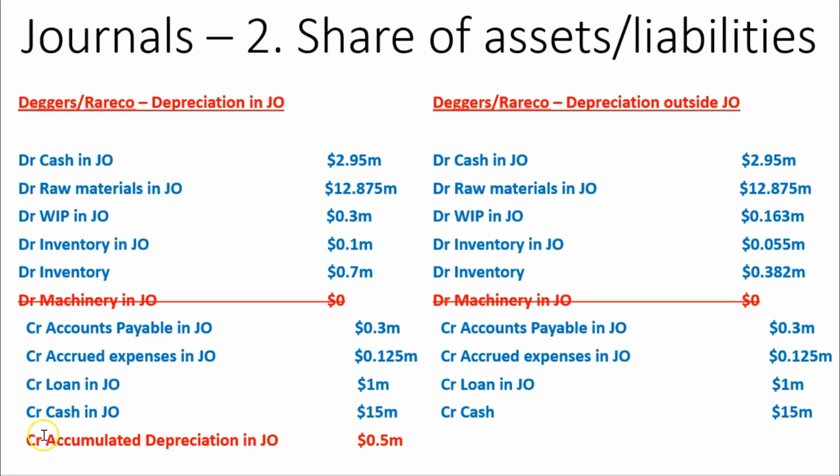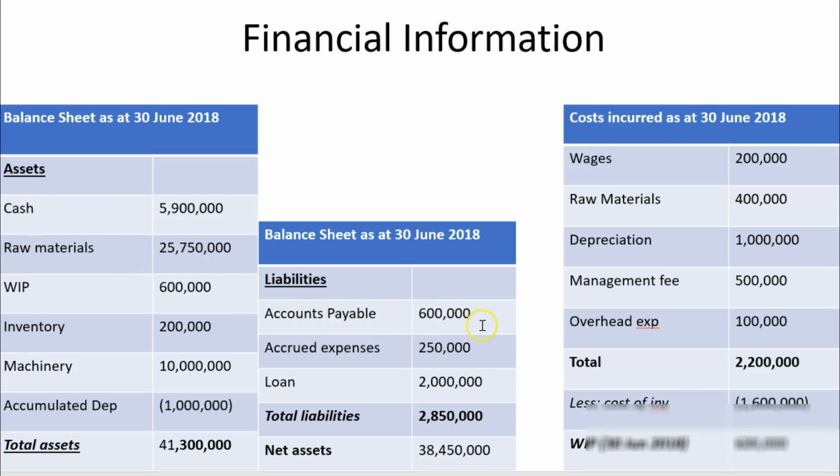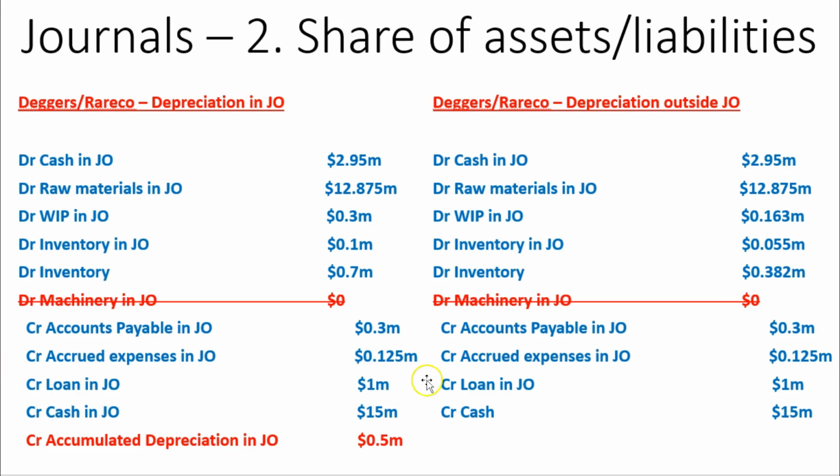So now if we move on to our liabilities, I've gone through the exact same steps. So if we look at our accounts payable, accrued expenses, and our loan in joint operations. If I go back to our balance sheet, we can see accounts payable was $600,000. So half of that is $300,000. Our accrued expenses, half of the 250 is 125,000, and our loan, half of the 2 million is 1 million. So you can see back in my entries, I've just taken the amounts here. I have divided them by 2, and I have just credited the items, okay, because they're liabilities, so we need to credit them when we're recognizing them.